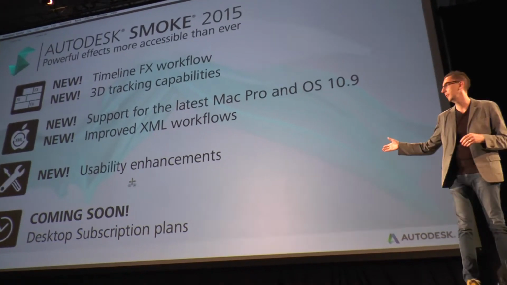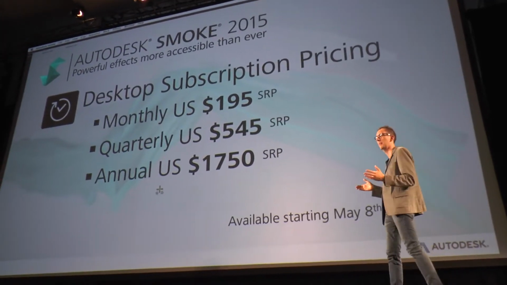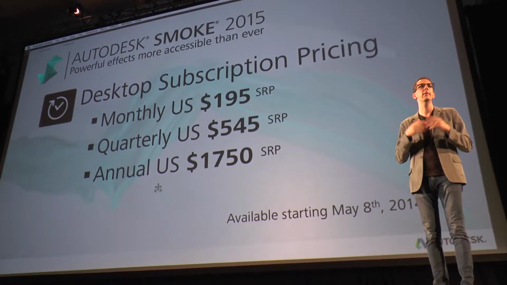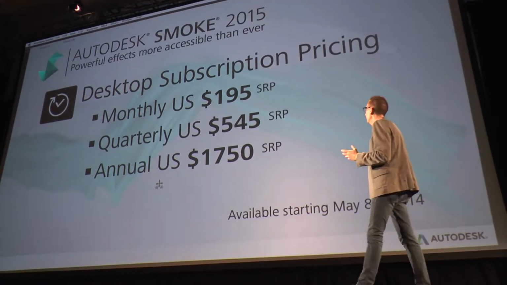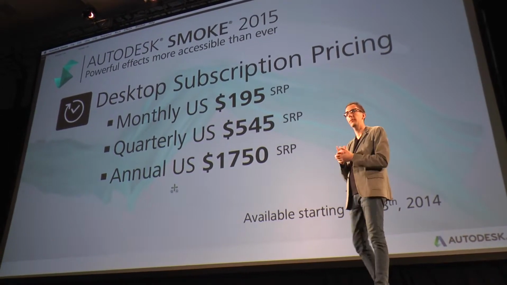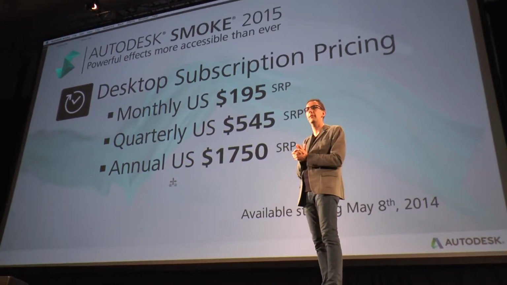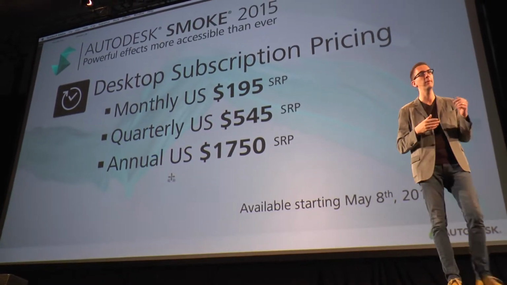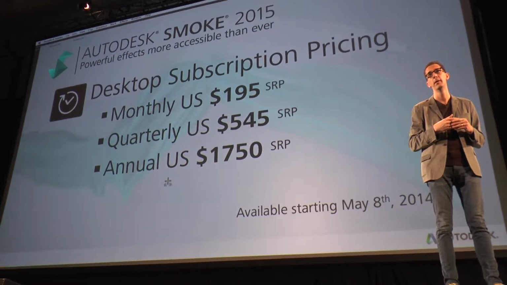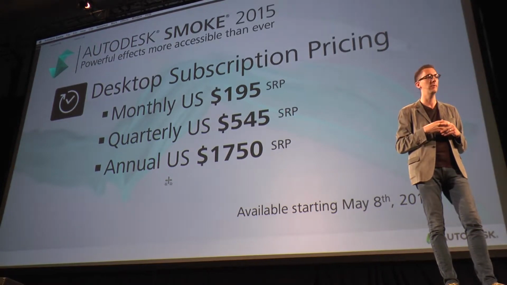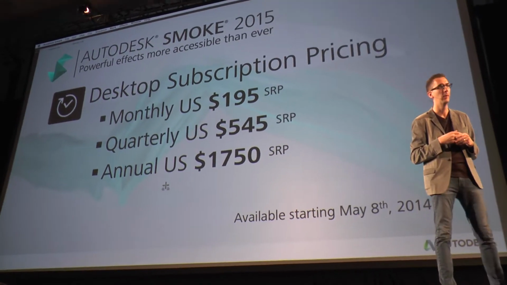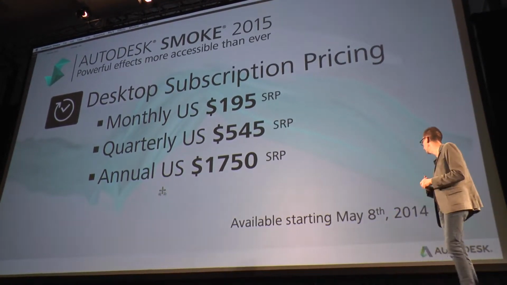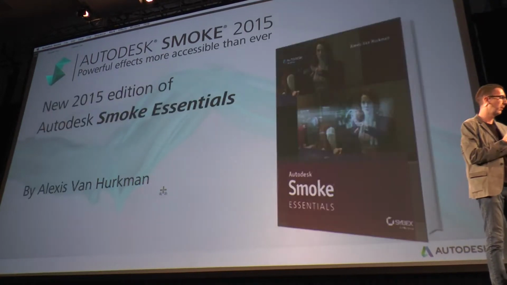And then at the bottom you see coming soon desktop subscription plans, because it's never been more affordable to get into Smoke. We realized a lot of people said $3,500 is great, but that's too much up front. It's too hard to pay that. So now you can actually start using Smoke on a term basis, $195 if you go by the month. If you go for an annual plan, you can see $1,750, that divides into about $145. So really trying to change the bar as far as making that accessible to people. And I think combined with this new version, people are going to be excited. And the subscription plans are available starting on May 8th. I'm really excited about this.